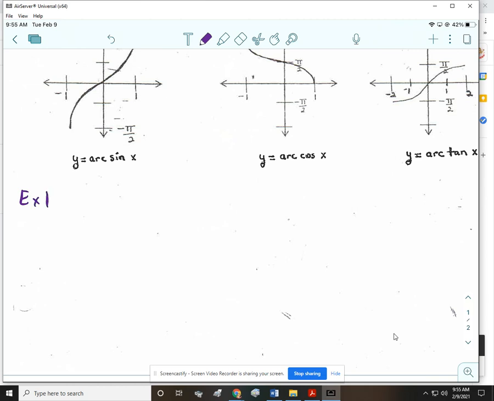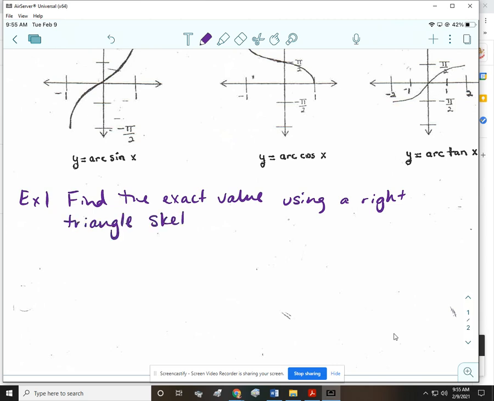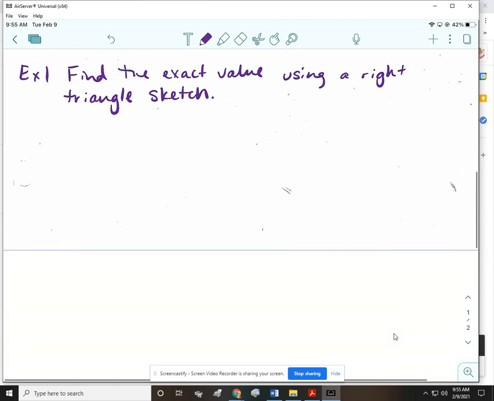So for example 1, we're going to find the exact value using a right triangle sketch. All right, and what we're given is going to look weird, but we can figure it out. So we have the sine of the arc cosine of 2/3. Now, when you look at that, you're like, what in the world does that mean?